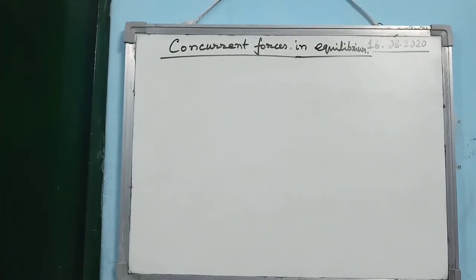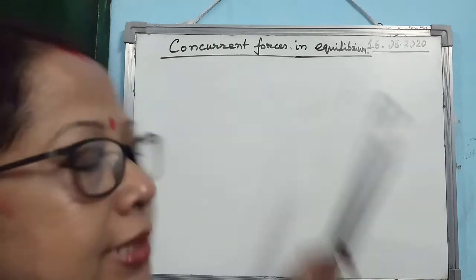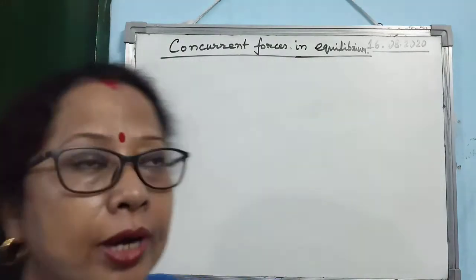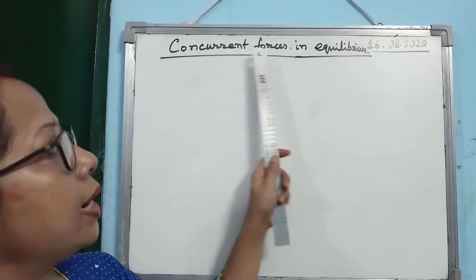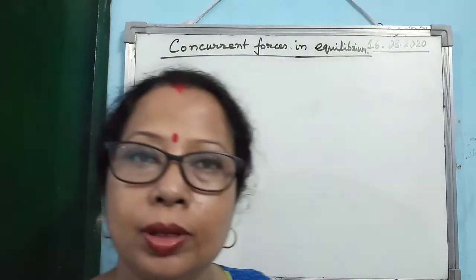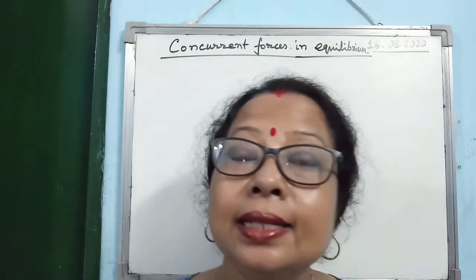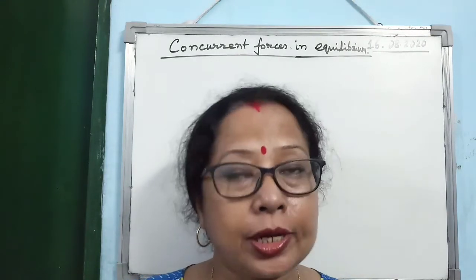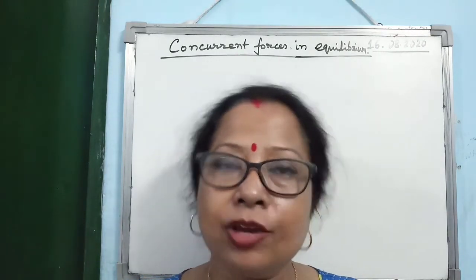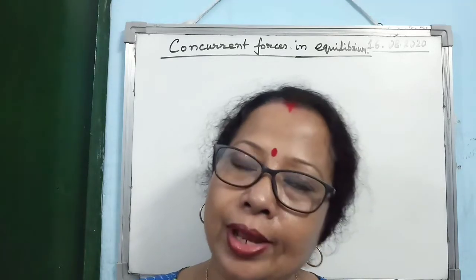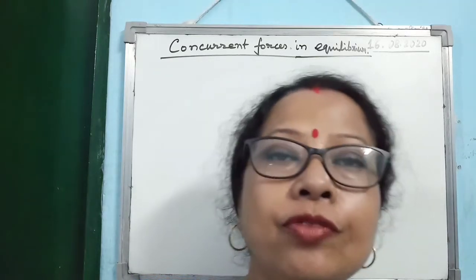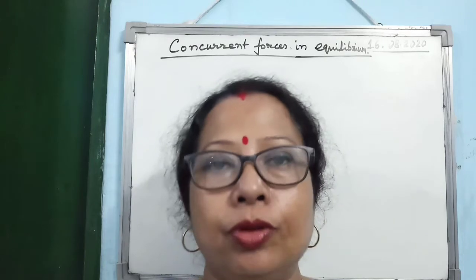Now if you consider that concurrent forces are acting in such a way that the body is in equilibrium. So we are considering concurrent forces in equilibrium. The forces are not in equilibrium, the body is in equilibrium. Means what? The resultant force acting on the body is 0. So the body, if it was at rest, it will be at rest, or if it is in uniform motion, it will be in uniform motion.